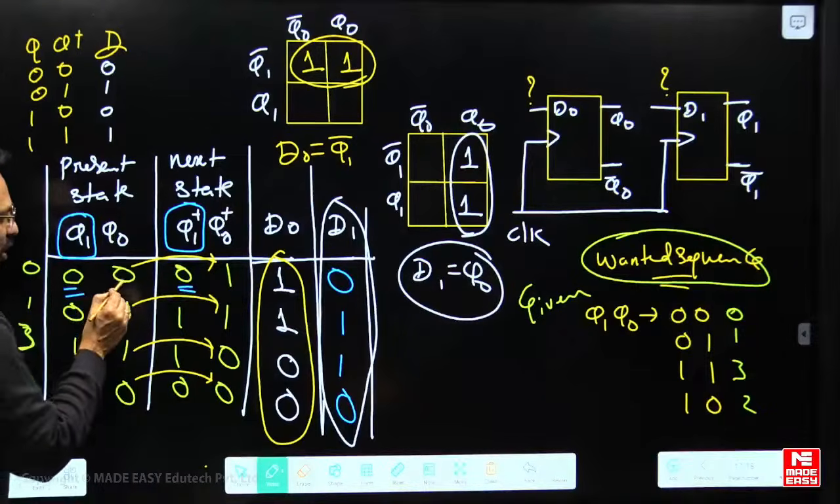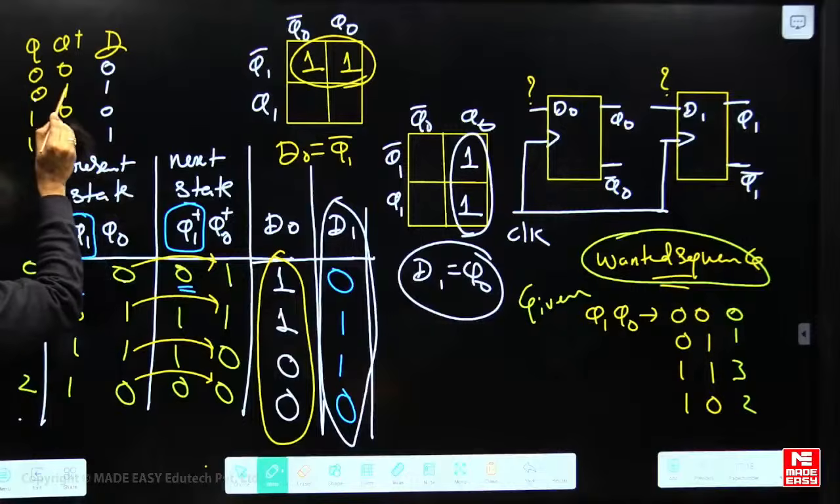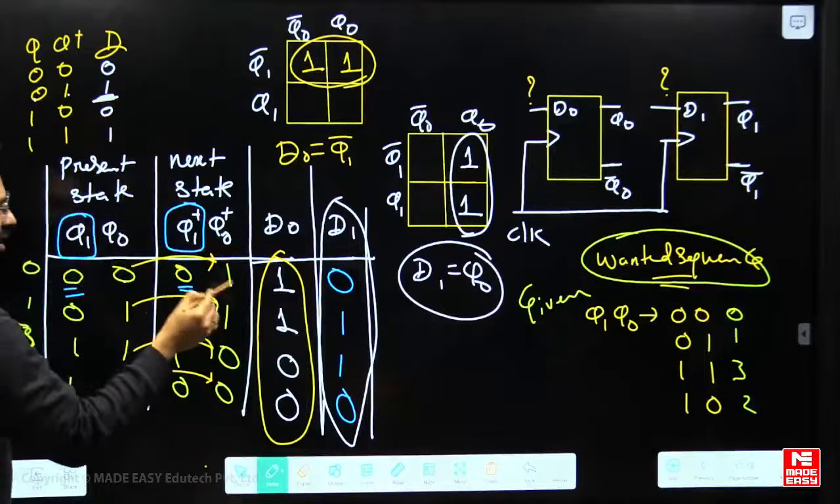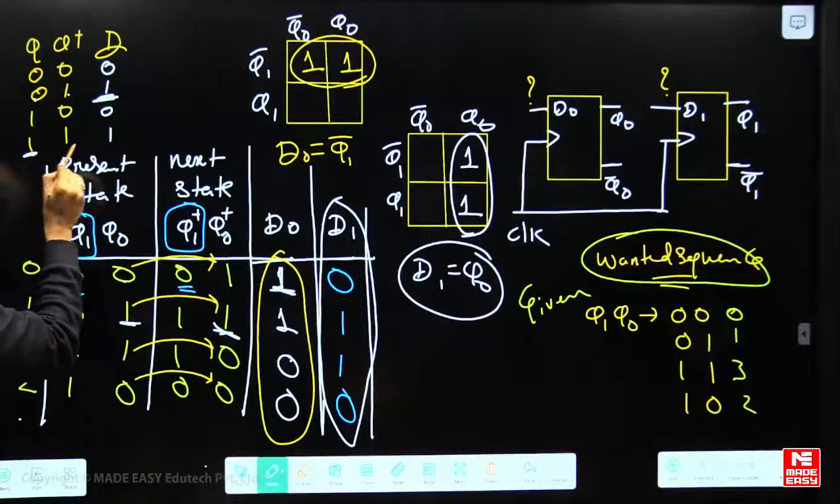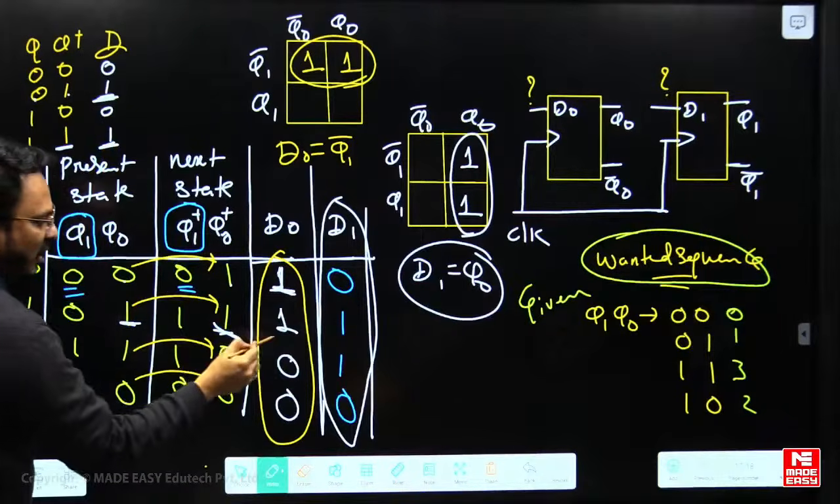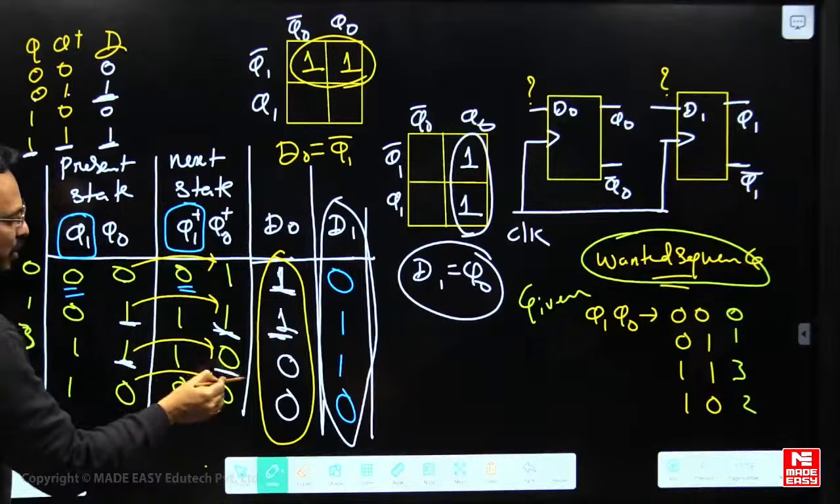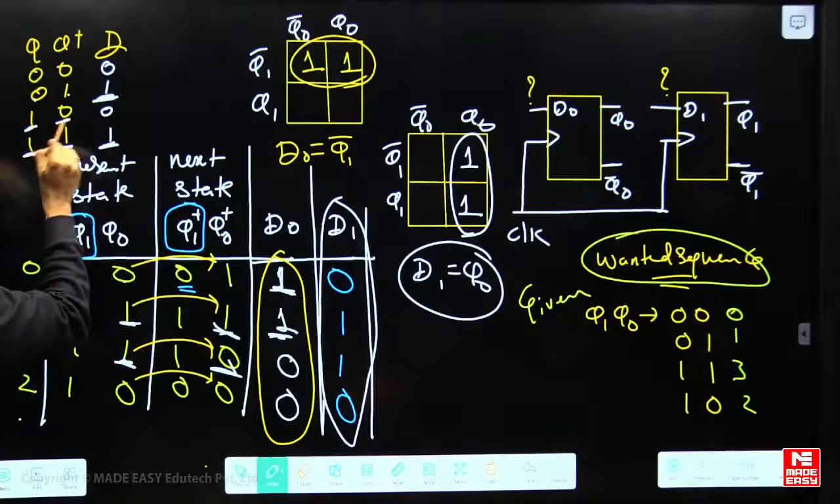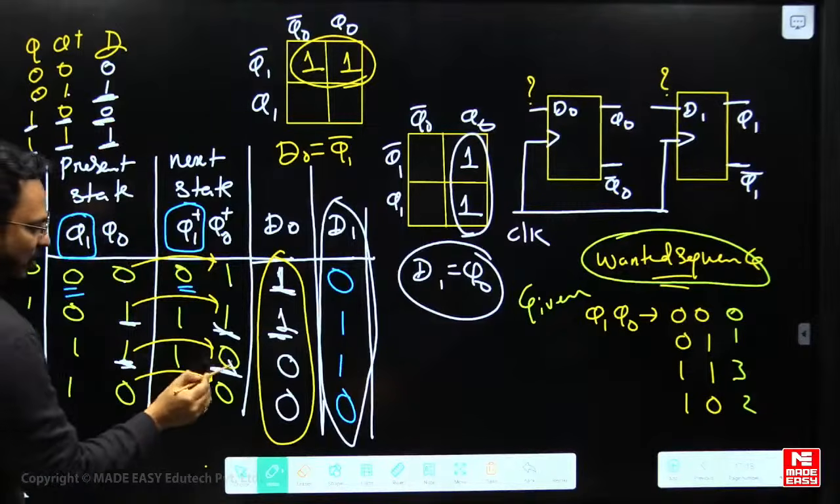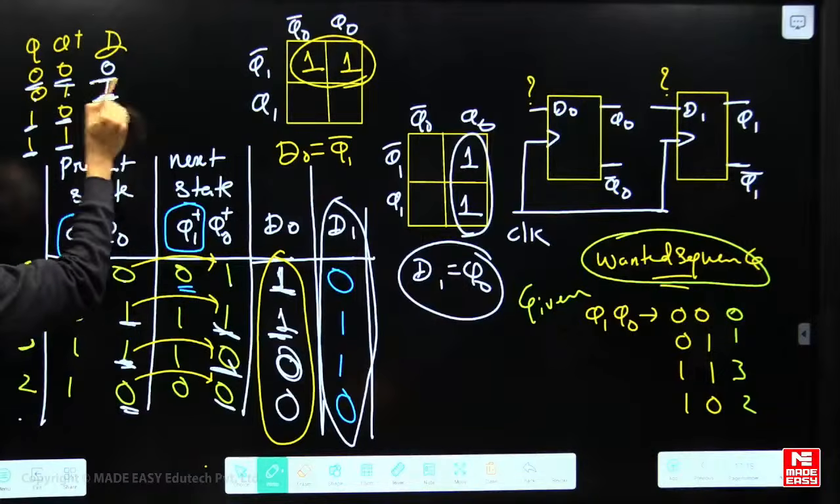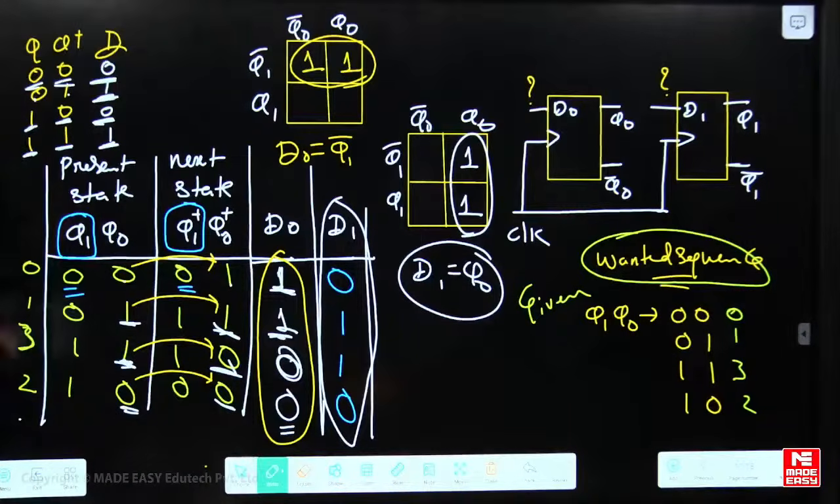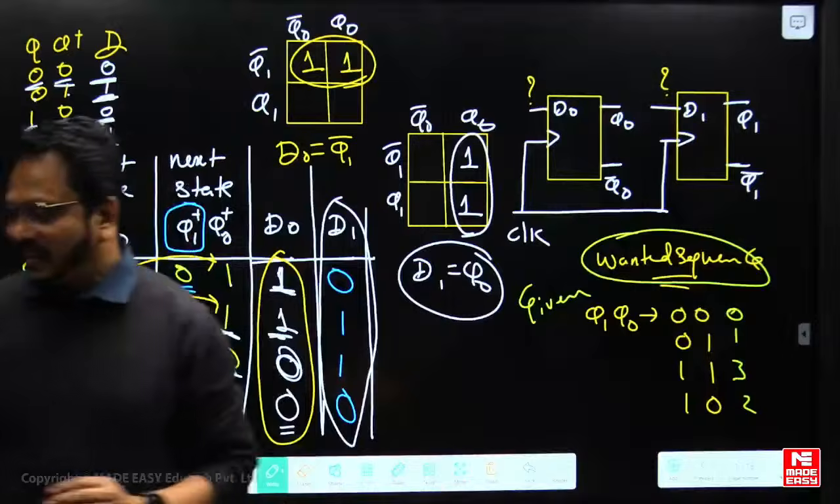Next, 0 to 1. What will we get? 1. That I wrote here as 1. Next, 1 to 1. What will be that? 1. That's why I wrote 1 here. 1 to 0. What will it be? 0. So for 1 to 0, I wrote 0. So 0 to 0 is 0. That 0 I wrote here. Like that we had to make it.